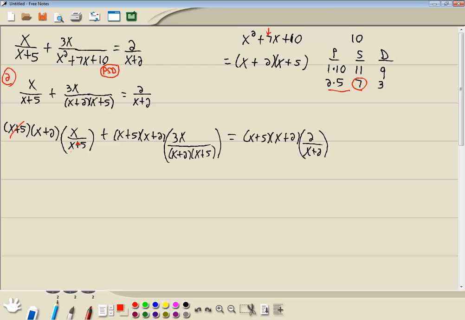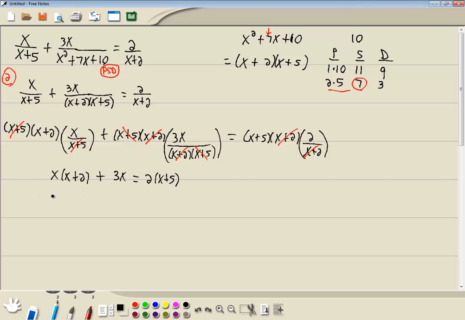Well, this x plus 5 here cancels this x plus 5. This x plus 2 cancels that x plus 2. This x plus 5 cancels that x plus 5. And over here, this x plus 2 cancels with this x plus 2. Now let's write down what we have left. So we got x times x plus 2 plus 3x equals 2 times x plus 5.